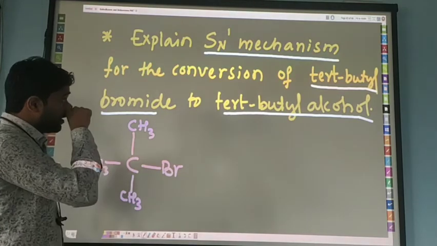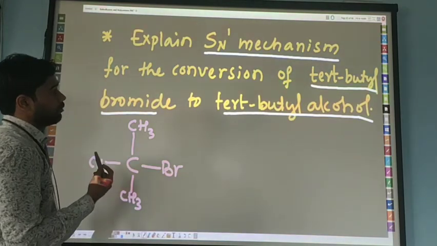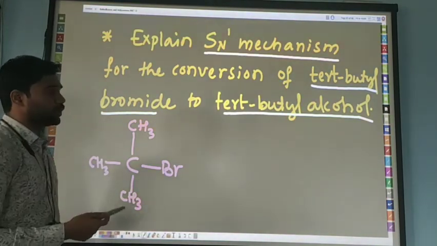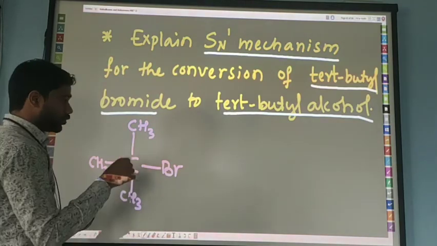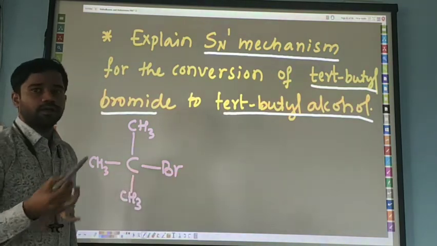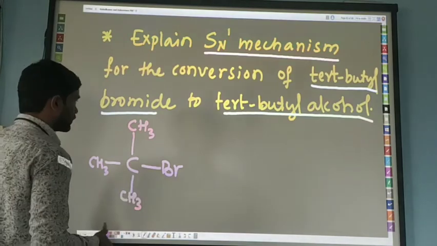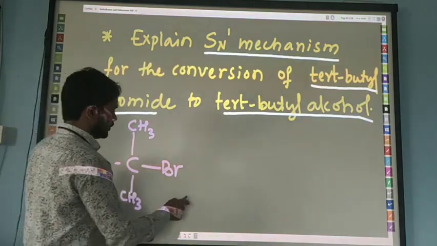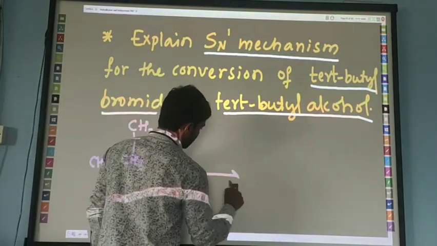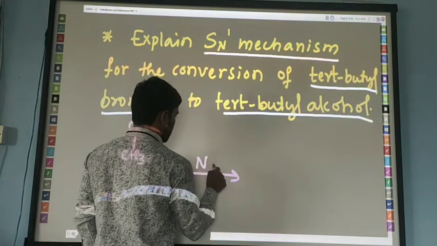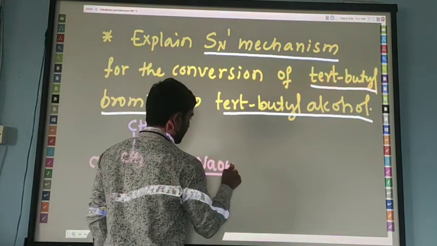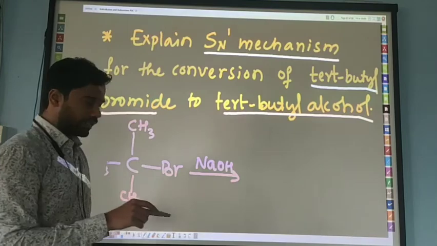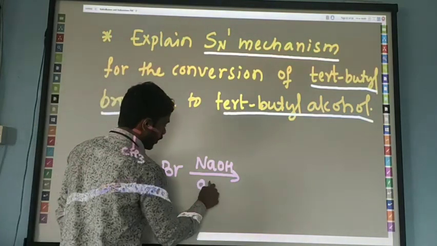We have to convert the tertiary butyl bromide to tertiary butyl alcohol. For that we require a nucleophile. As the nucleophile, I am taking a base here, which is known as NaOH, or you can take water also, or you can simply take it as OH minus.